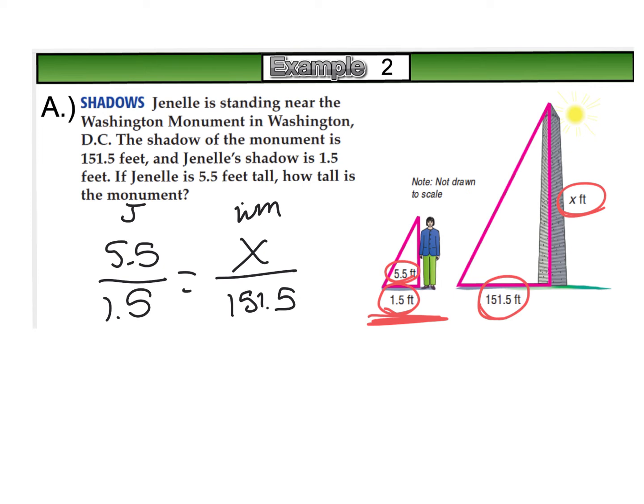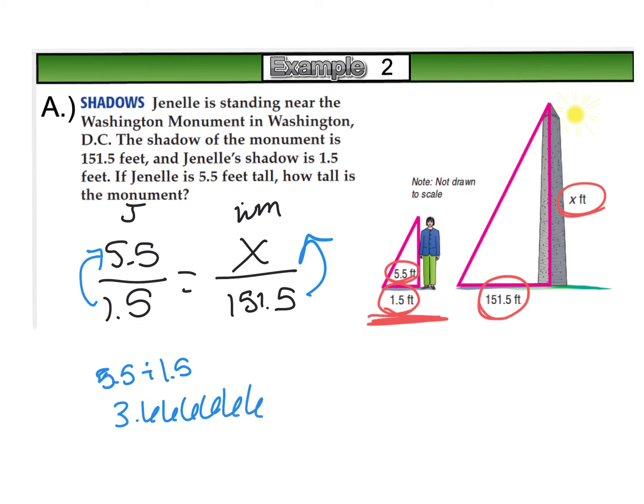Now, here's where a little bit of math comes in. Ultimately, I'd like to do something to the 151 and a half to get x. So what did I do to 1.5 to get 5.5? Let's figure it out. 5.5 divided by 1.5. If I put that into my calculator, I get a really ugly decimal, 3.6 repeating, and it goes on forever. I do not want to use that at all.